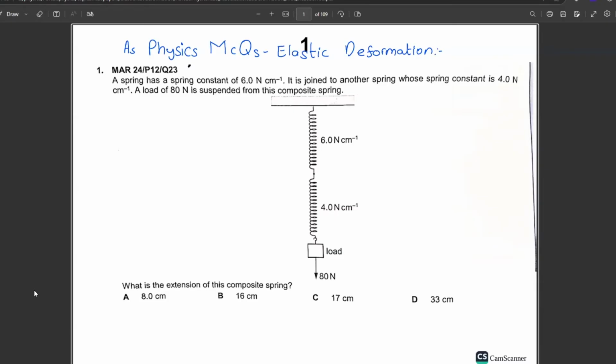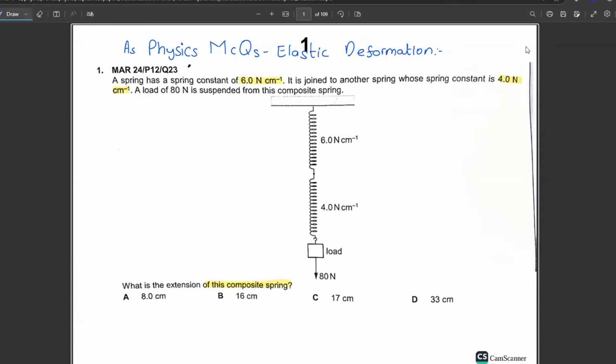A spring has a spring constant of 6 newtons per centimeter. It is joined to another spring whose spring constant is 4 newtons per centimeter. A load of 80 newtons is suspended from the composite spring. What is the extension of the composite spring? We have to calculate the total extension.